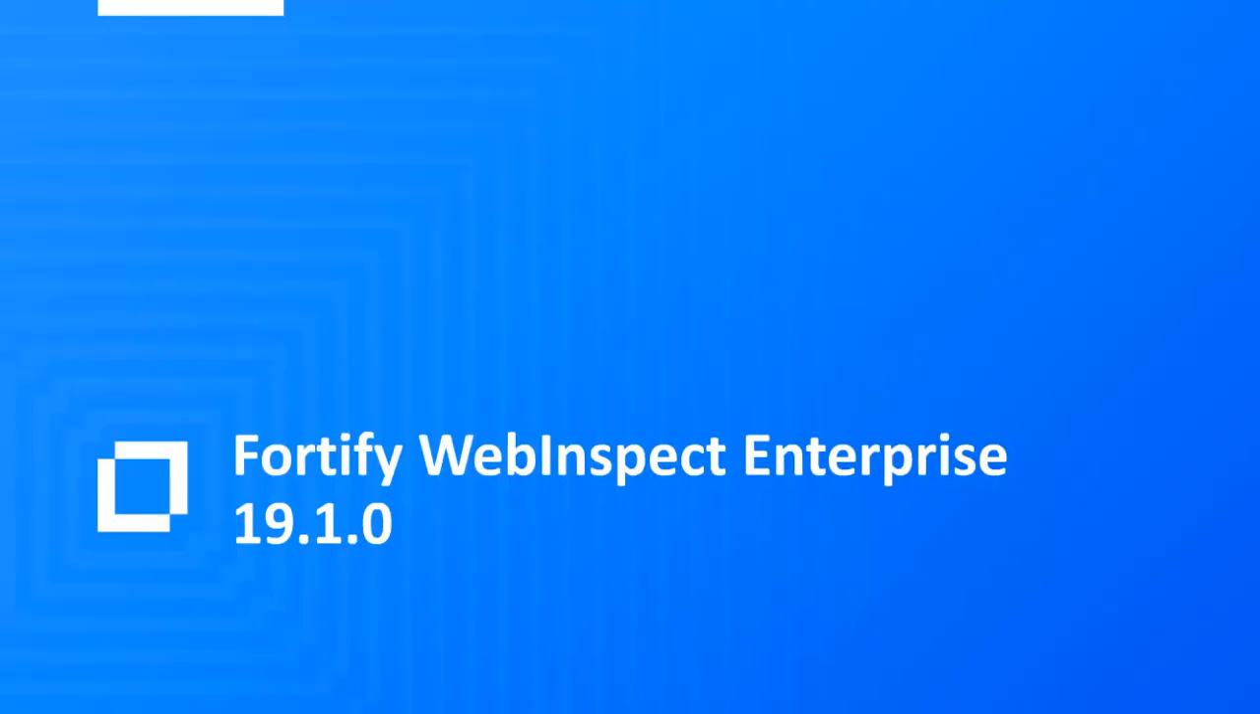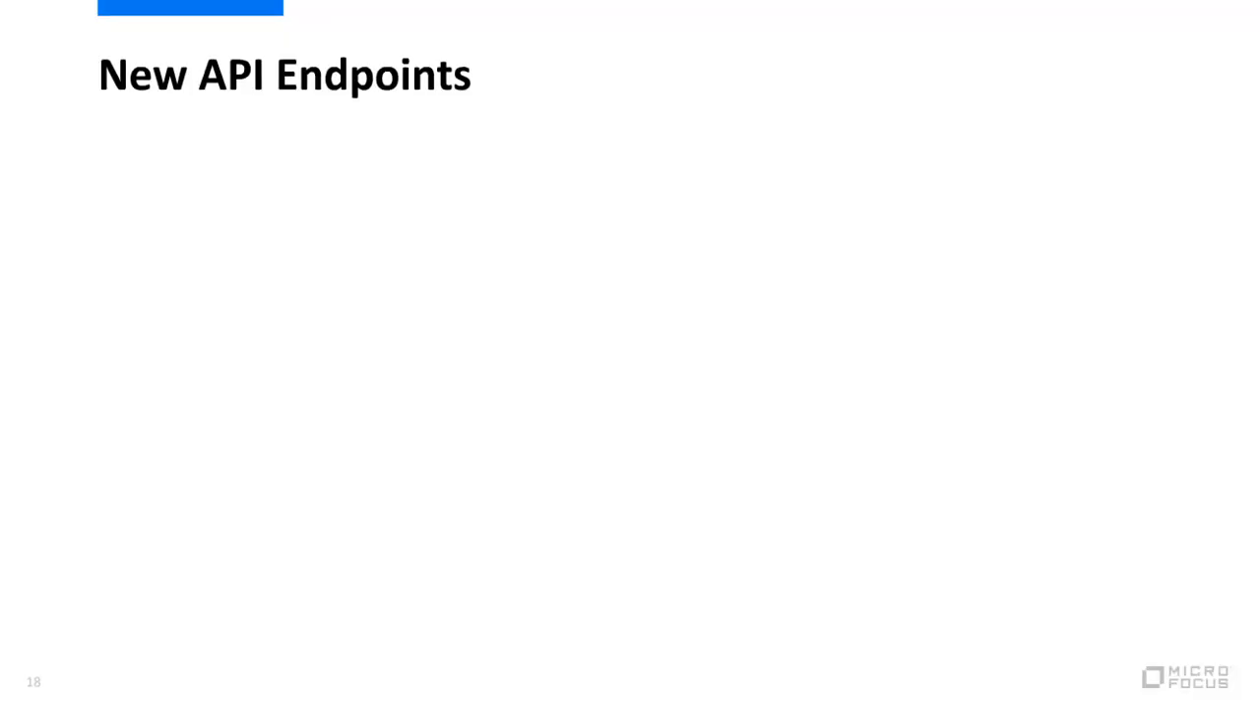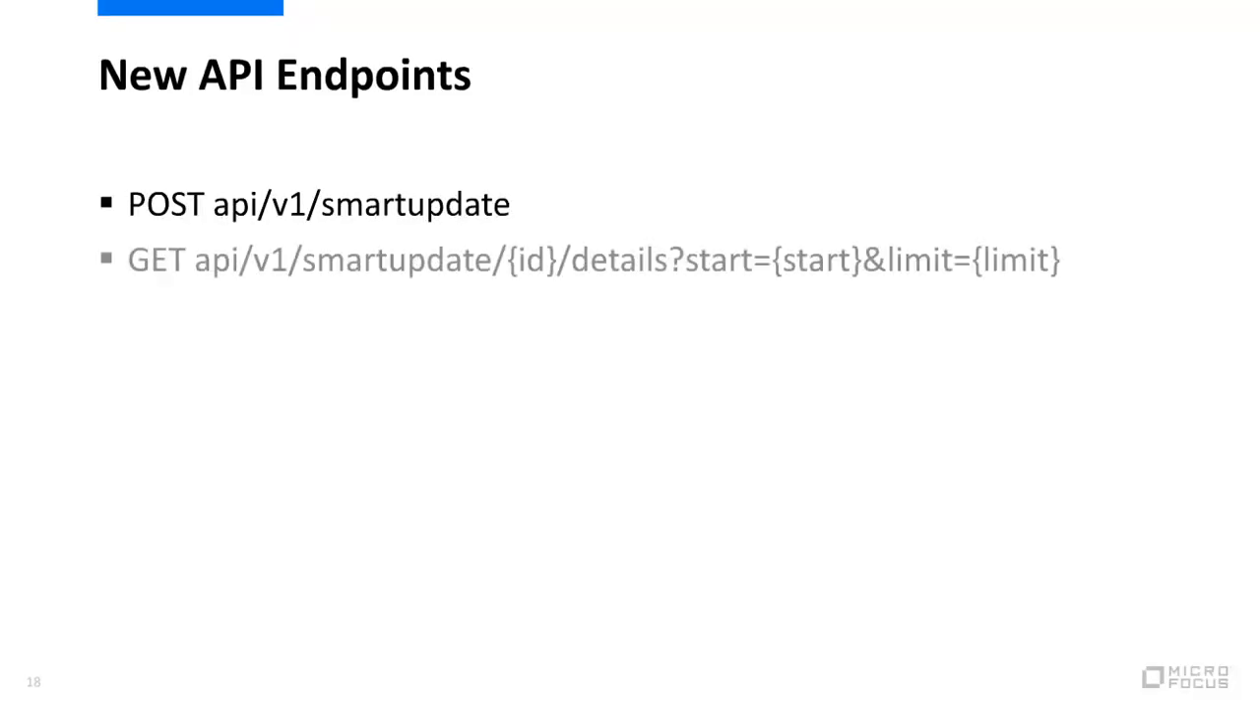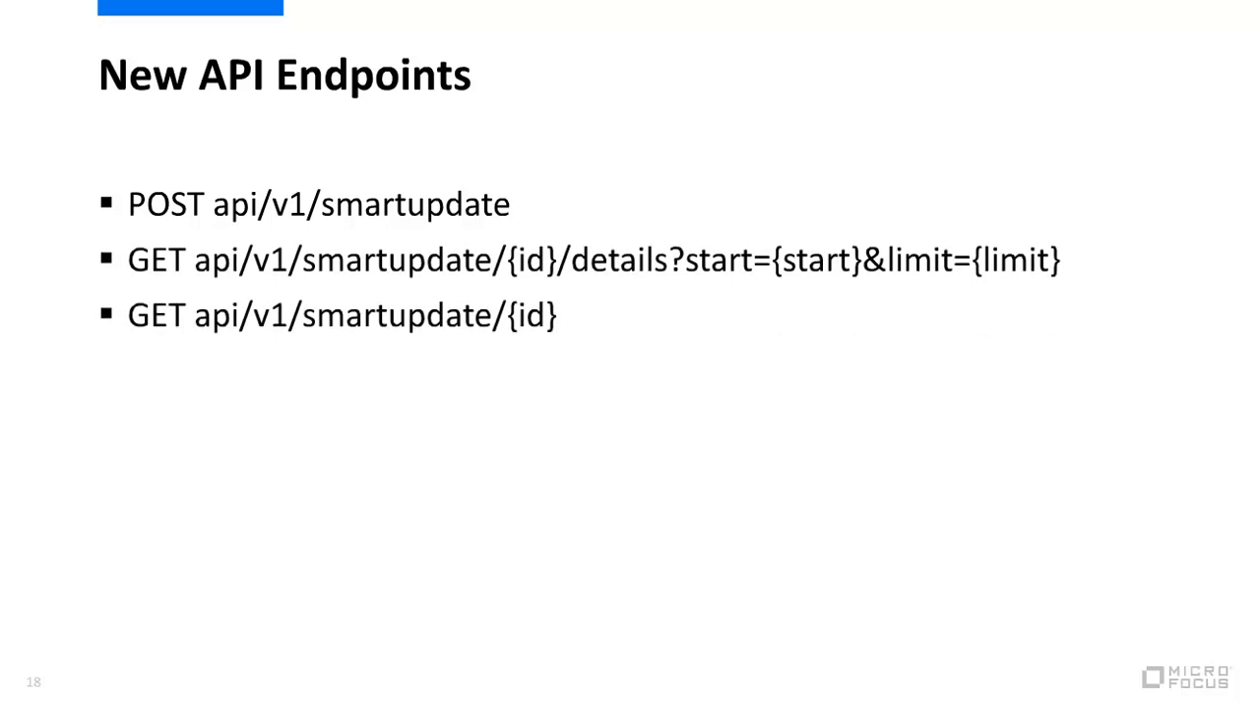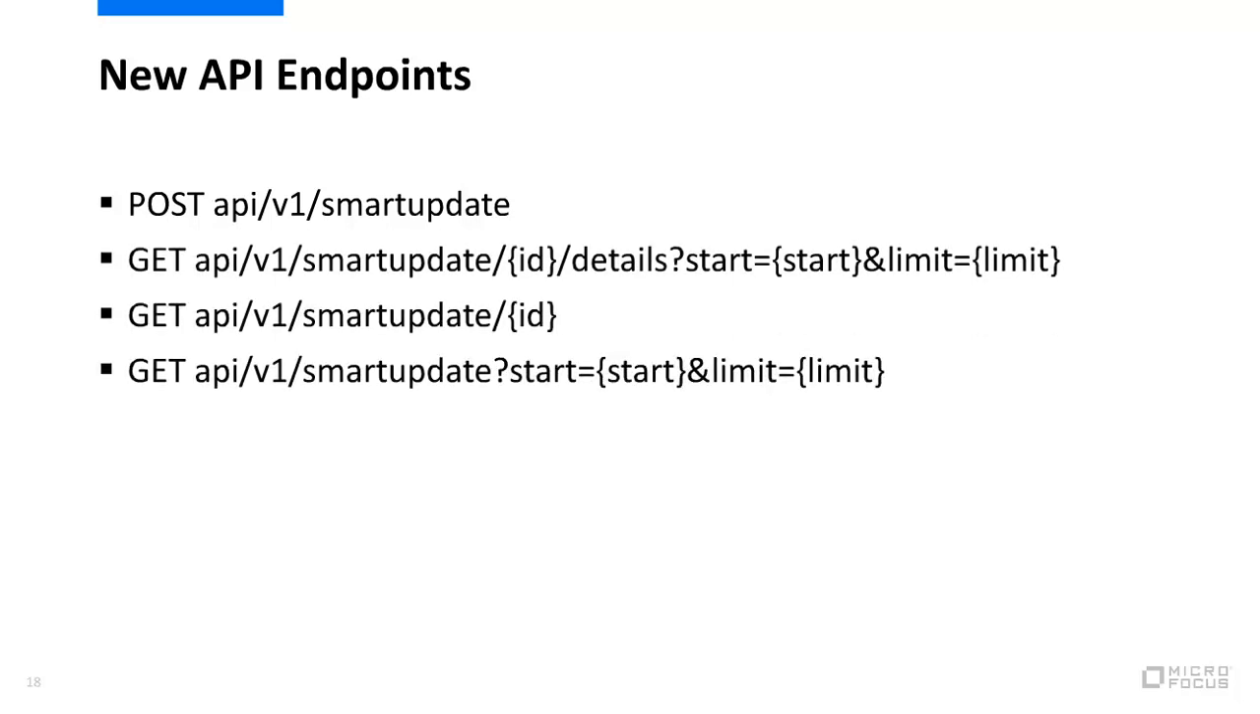Fortify WebInspect Enterprise 19.1 includes new API endpoints. The Post Smart Update endpoint starts the Smart Update process to download the latest SecureBase changes and sensor versions. The Get Smart Update ID Details endpoint gets the details for a specific Smart Update occurrence and returns a list of the SecureBase changes. The Get Smart Update ID endpoint gets the status for a specific Smart Update occurrence. The Get Smart Update endpoint gets a list of all Smart Update occurrences.